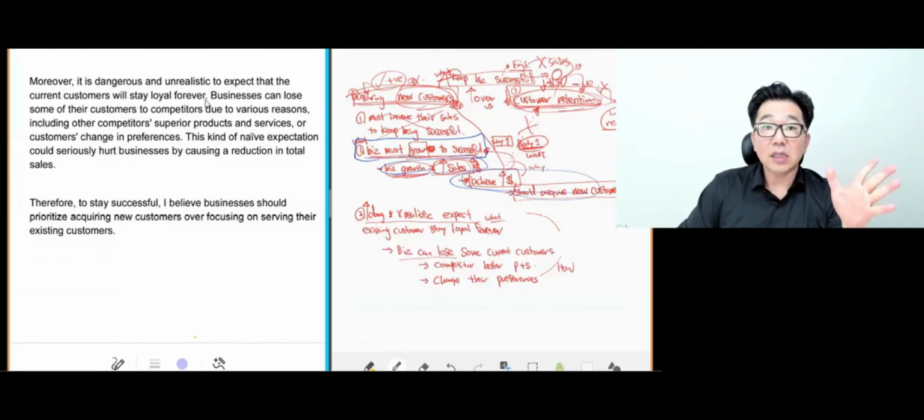So this means, why? Businesses, it will happen. It's a possibility, they can lose some of their customers to competitors due to various reasons. Let me be specific, including other competitors, better products and services, superior products and services, or simply customers' change in preferences, right? They may just change their mind, okay?